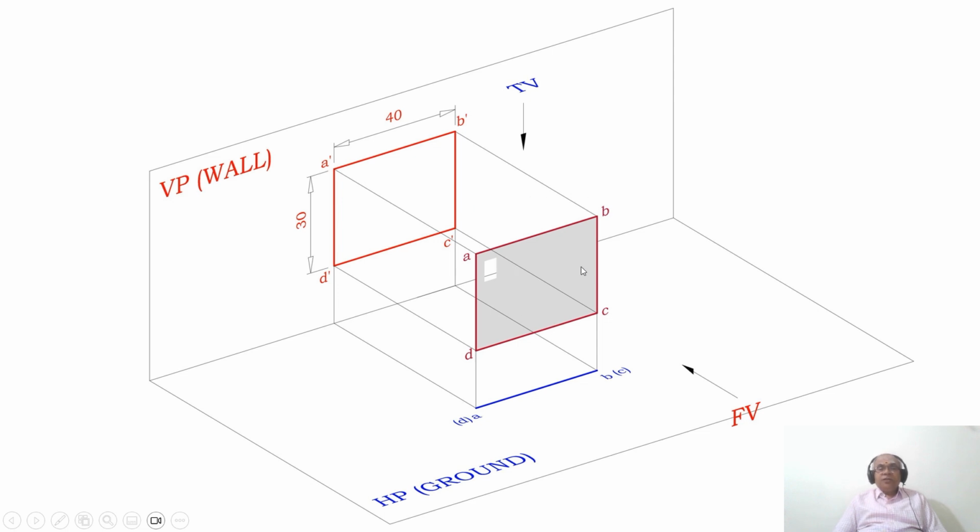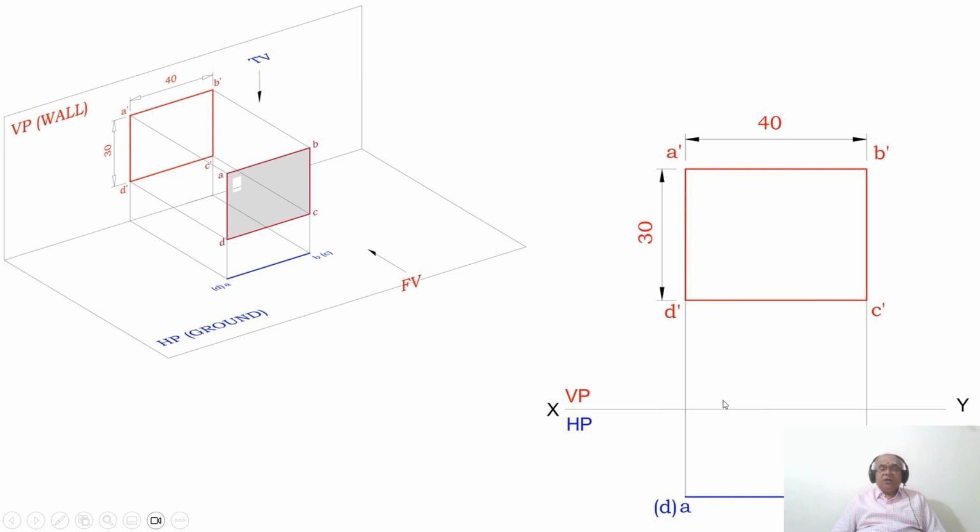So here, what is the position of this mirror with respect to both HP and VP? The mirror is parallel to VP and perpendicular to HP. Therefore, since it is perpendicular to HP, you are getting a line in the horizontal plane. Since it is parallel to VP, you are getting the true shape in the vertical plane when you look from the front view. So how to draw this in orthographic view, that is, in the sketchbook?